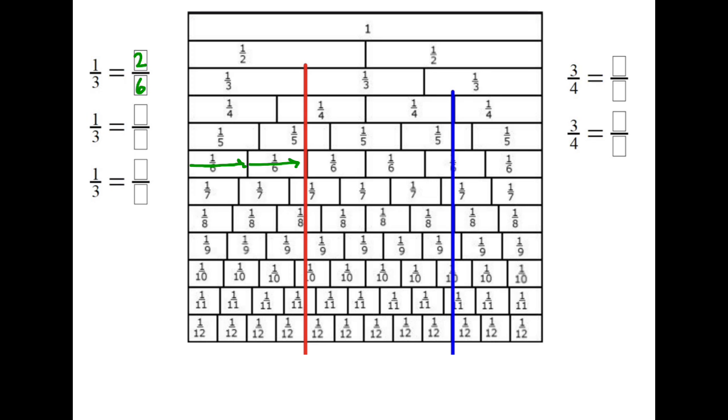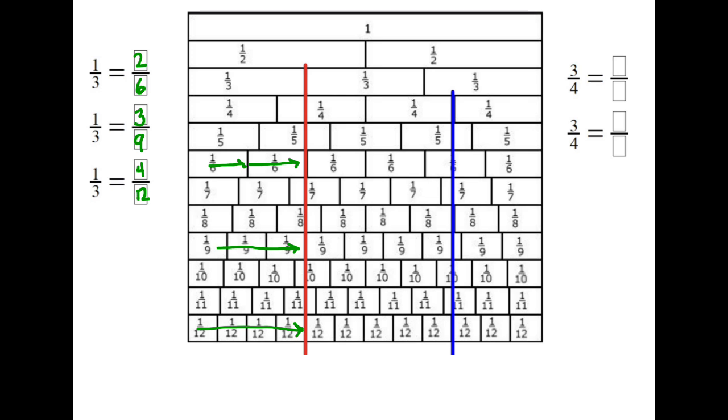Can I do sevenths? No. Can I do eighths? No. Can I do ninths? Yes. So ninths. And how many ninths? 1, 2, 3. What's the other one that we can do on here? It would be twelfths, right? We have 1, 2, 3, 4. That's just using this chart to come up with the answers, not doing equivalent fractions.